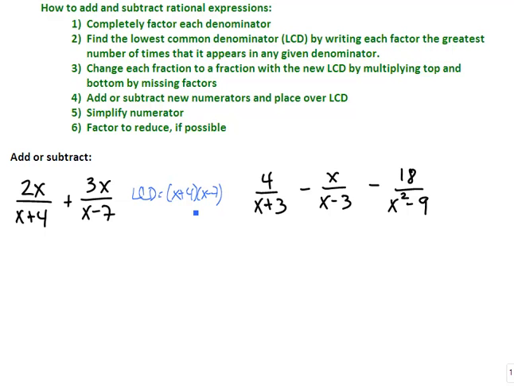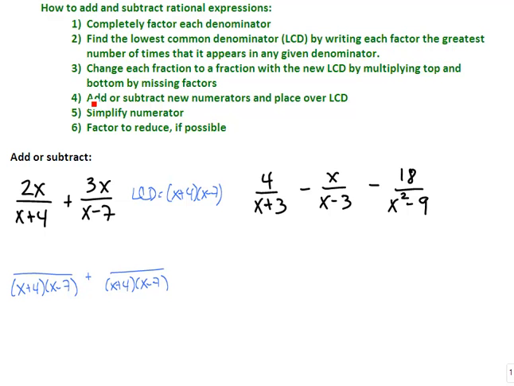7. So now what we're going to do in step 3 is change our two fractions so that they have this new LCD, this least common denominator. So I'm going to write two new fractions, each having this common denominator in the bottom. So x plus 4 times x minus 7 is my new denominator. So now I need to find out what the new numerators are going to be.